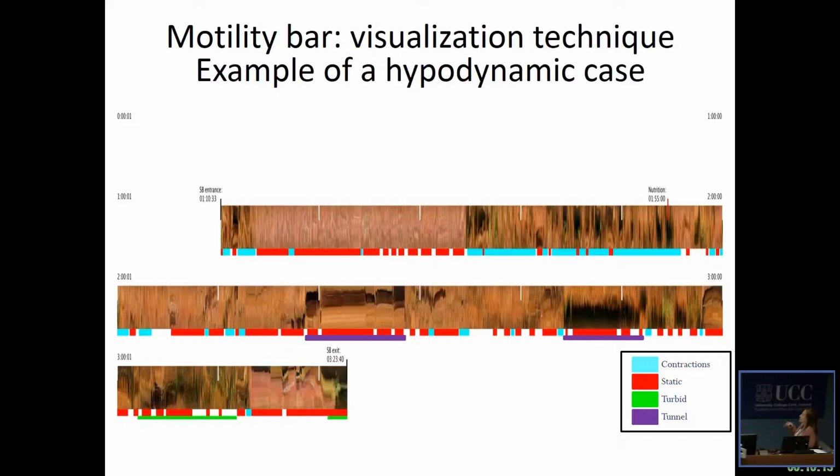So it's very nice to see how before the meal, the bowel was sitting quietly without moving. Here's some contractile activity. After the meal, there was not much contractile activity. Remember, it's a hypodynamic case. Here are some tunnel sequences in purple, and here are some content sequences in green. So all these abstract things that I was talking about, now you can see in just one image.